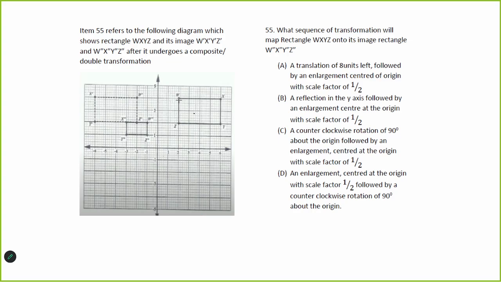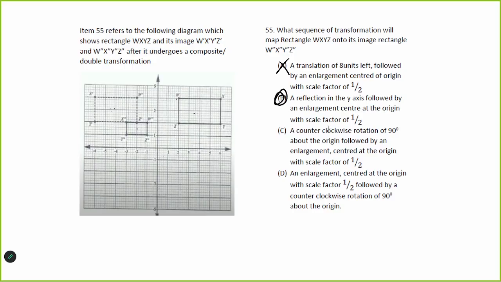But if you look at this, although it looks the same, we can see W is on this side and W is on this side. If it was a translation, W would have been here. But because it's not a translation, we have to know that this is a reflection along your y-axis, right? And then from this, it goes to this, which is a dilation. So a translation, no. A reflection along the y-axis, right? And then enlargement center at the origin with a scale factor of 1/2. This would be the answer.